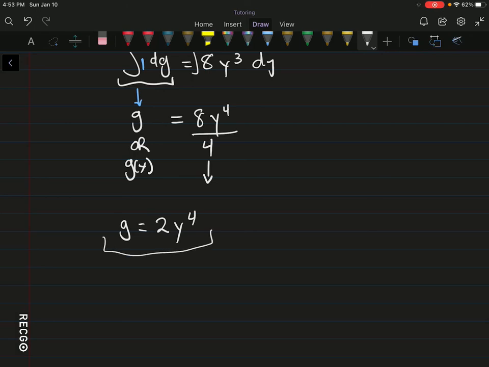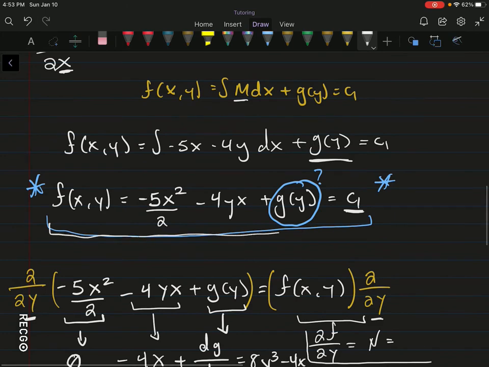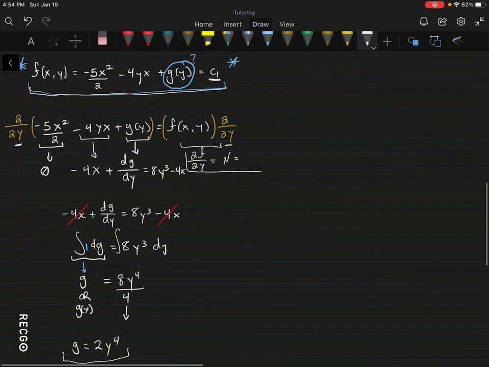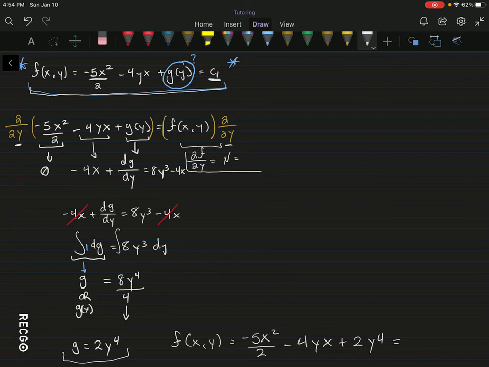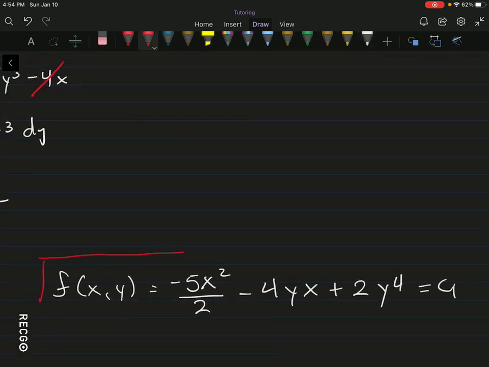So we have our value of g, or g of y, and our final answer is going to be this inputted into this equation here. So I'm going to write it all out at the very end here. So f of x, y is equal to negative 5x squared over 2 minus 4yx plus our g of y, which is 2y to the 4th, is equal to c1. This here is going to be our final answer.